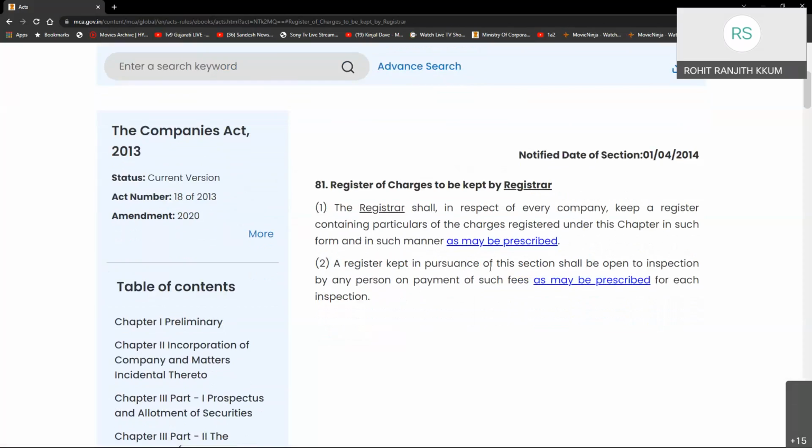So a register kept in pursuance of this section shall be open for inspection by any person on payment of the fees for each inspection. But right now there is no fees. Are you getting my point? So guys, I hope Section 81 is clear to all of you. It is talking about the register kept by the registrar.